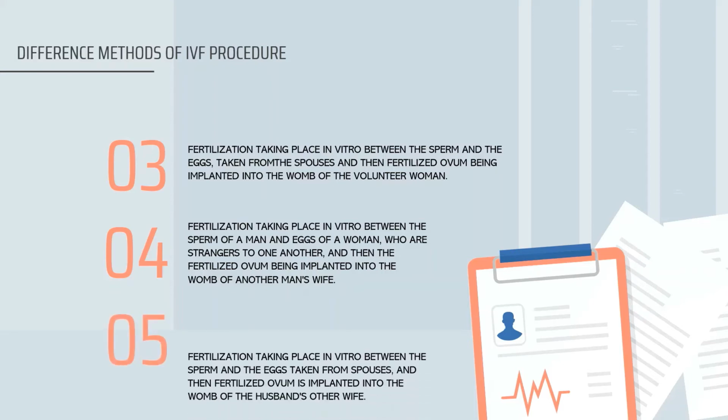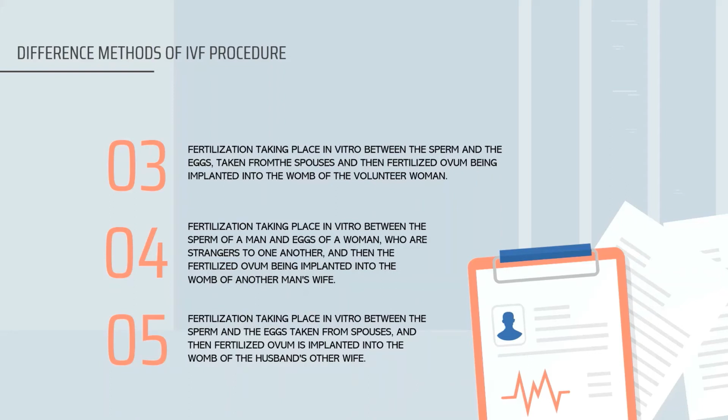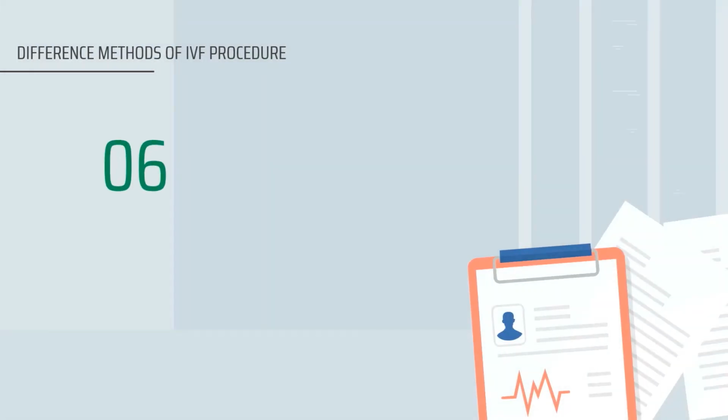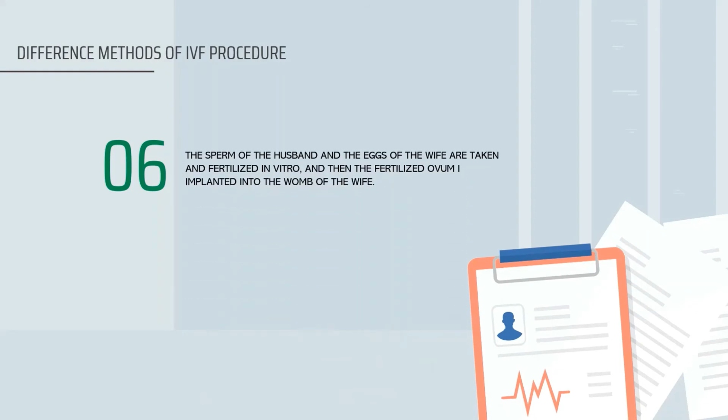Fertilization taking place in vitro between the sperm and the eggs taken from the spouses, and then the fertilized ovum is implanted into the womb of the husband's other wife. Now, what all of that has in common is that it involves a third party, and as mentioned before, any third party involved is not allowed at all when carrying out IVF according to Sharia law.